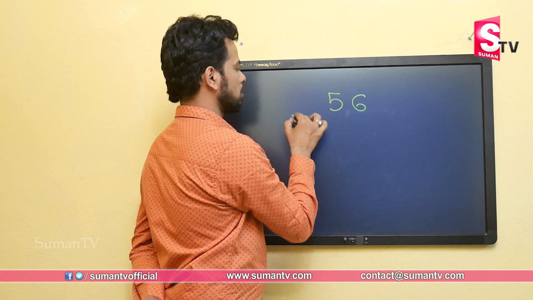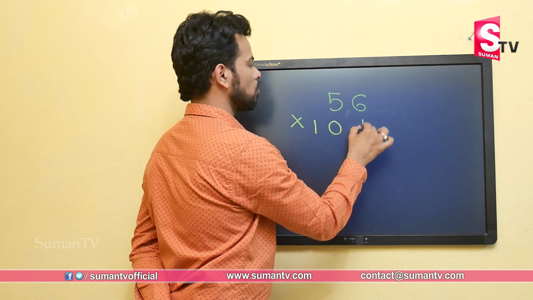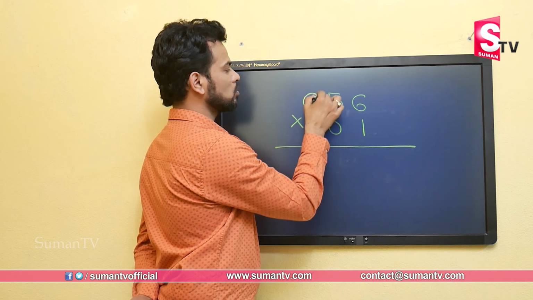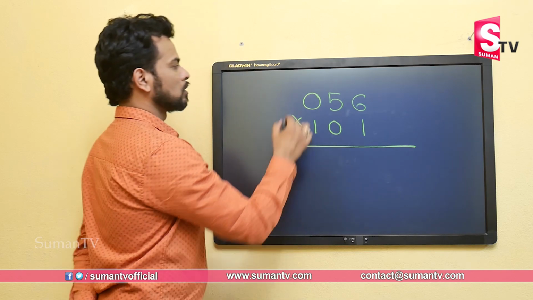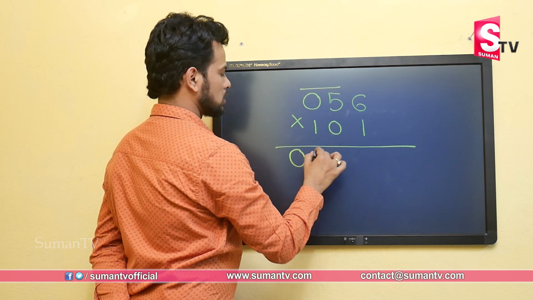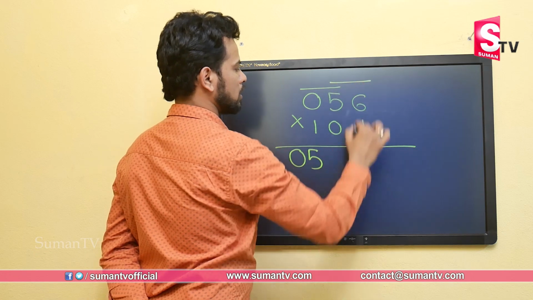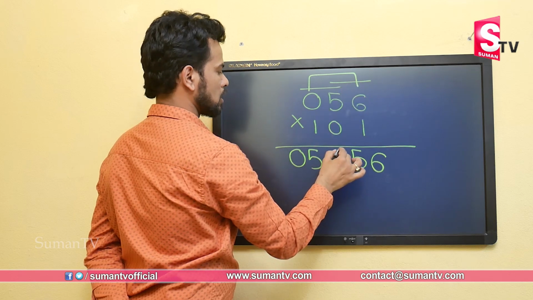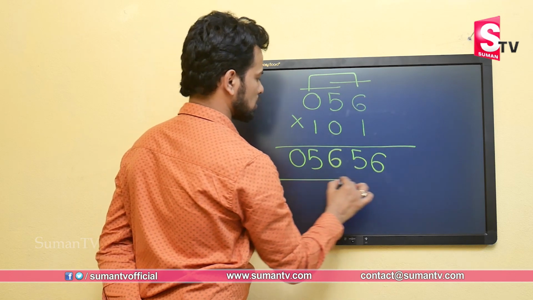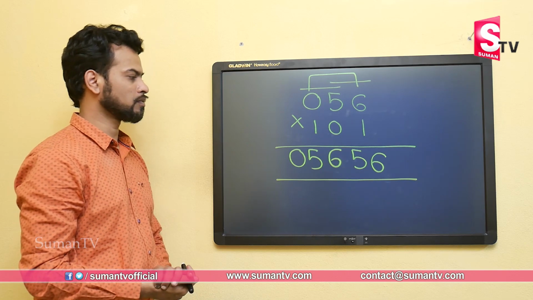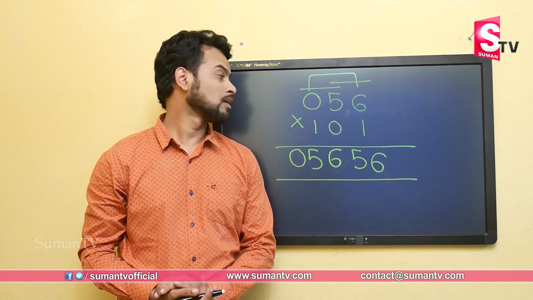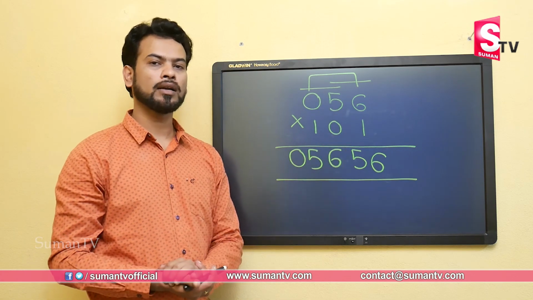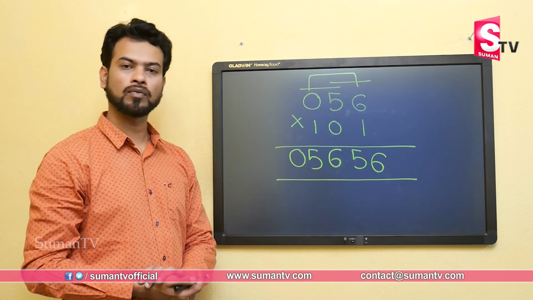Let's do one more example in this. 56 multiplied with 101. So how many zeros do you need to place here? You need to place one 0, so it can be a triple digit. So 05 this side, 56 this side, and 0 plus 6, that is 6. So the answer is 5,656. So now we have learned how to multiply double digit and triple digit numbers with 101.